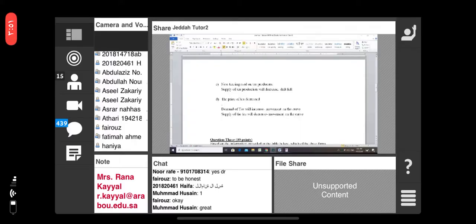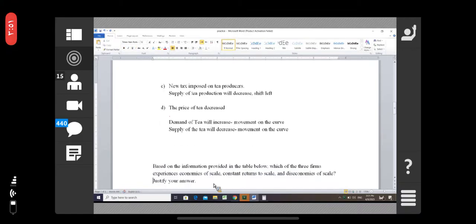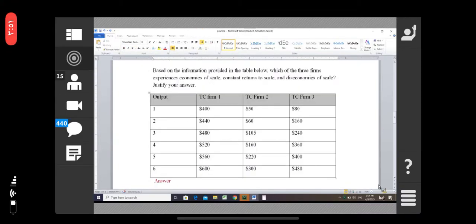Please, this chapter is with you in quiz 2. So when the price of tea decreases, the quantity demanded of tea will increase, a movement along the curve. A change in the supply or demand will shift the curve. So watch out: if they said the price of tea, they are talking about tea, so I'm talking about movement.